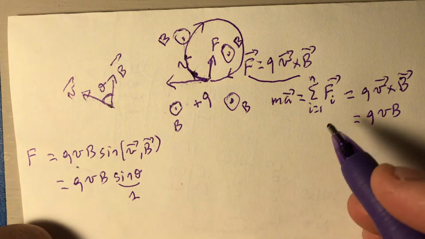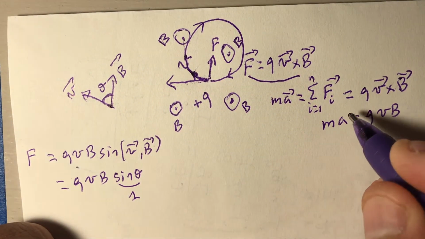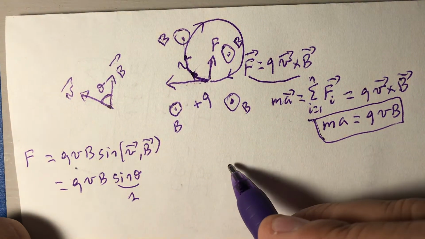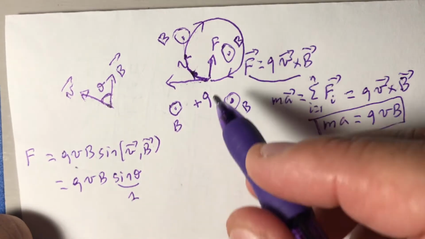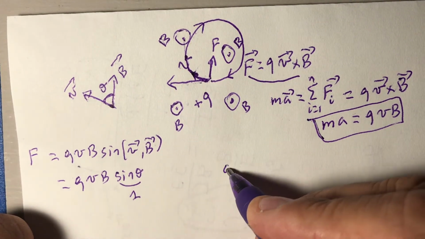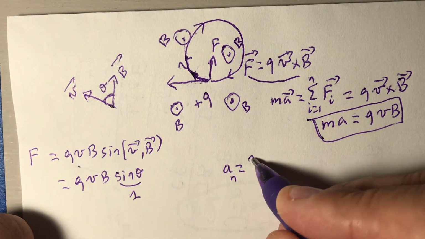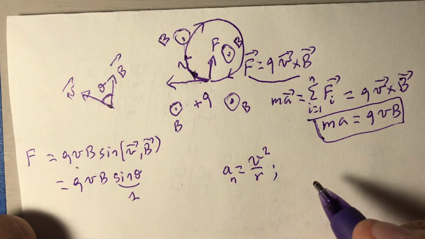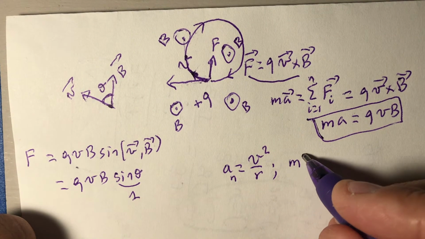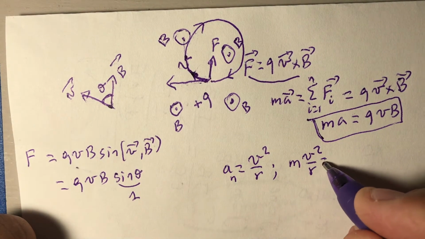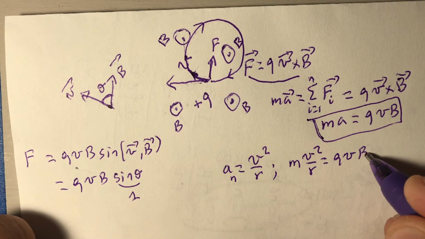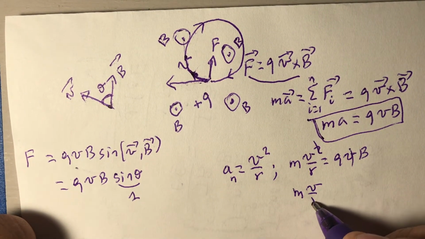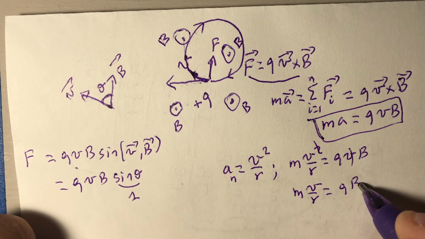Now here we write ma is equal to QVB. Since we have a circular motion, the acceleration here is a normal acceleration, which is v squared over r. So we write m v squared over r is equal to qvb. Cancel v, and then we have mv over r is equal to qB.